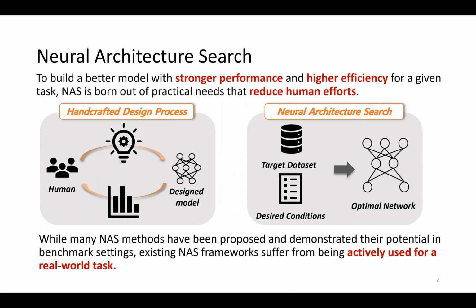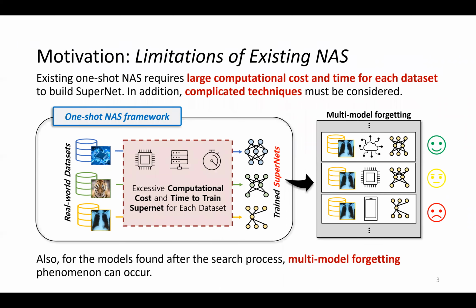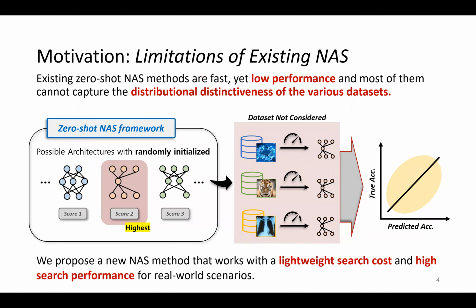However, existing NAS frameworks suffer from being actively used for a real-world task. For example, one popular NAS, the one-shot NAS method, requires a large computational cost and time for each dataset to build a supernet. And another popular NAS, the zero-cost NAS method, is fast enough. However, they show low performance.